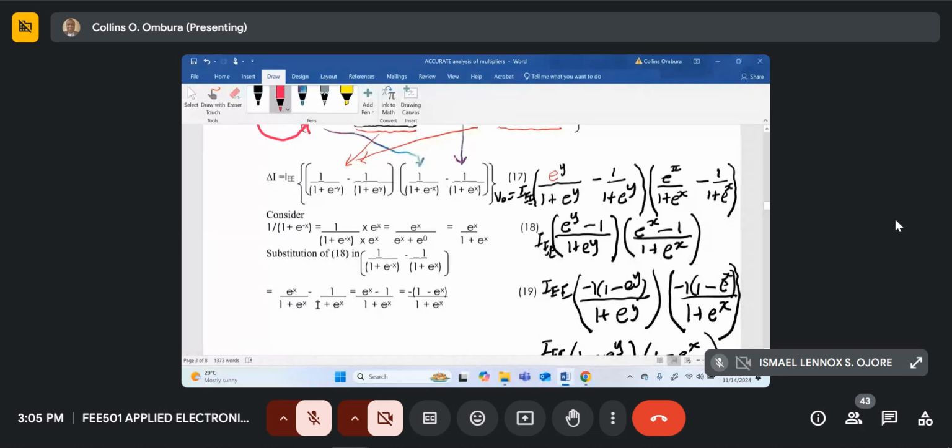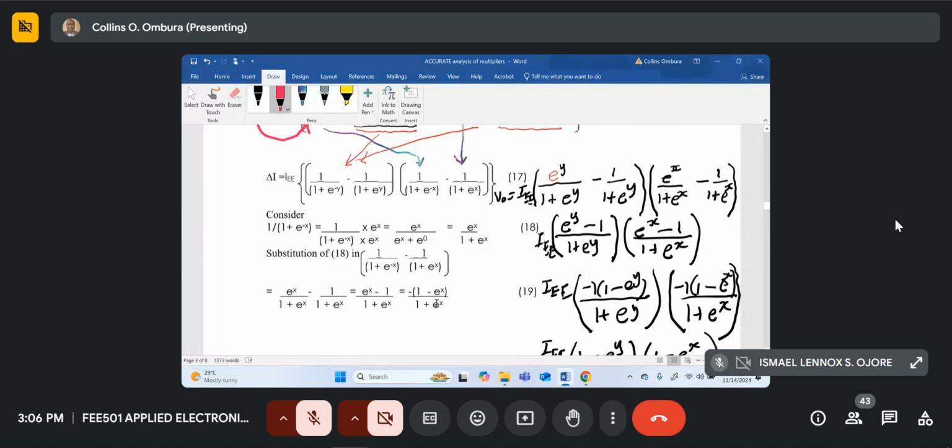So if I make 1 plus e to the power x my common denominator, then the first term will be e to the x, the second term will be minus 1, and I can rearrange the numerator as minus into brackets 1 minus e to the x, all divided by 1 plus e to the positive x. So this term over here is the same as this term over here.